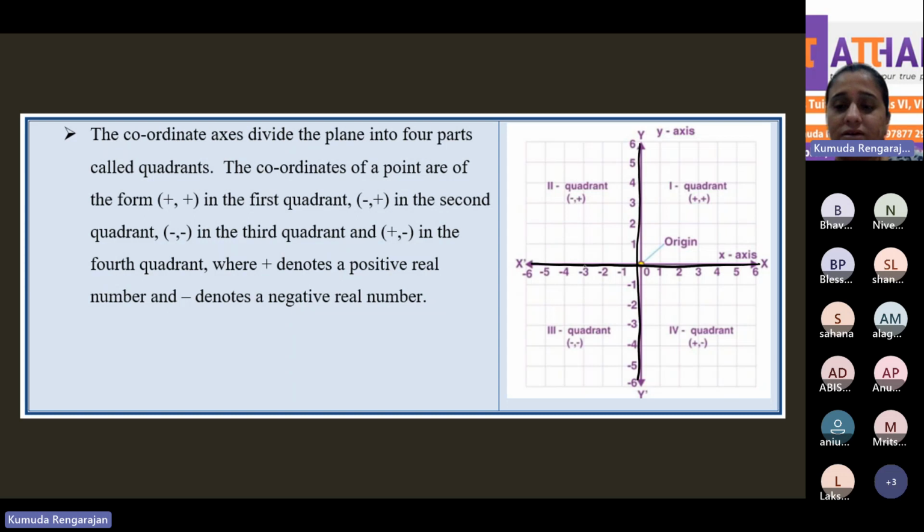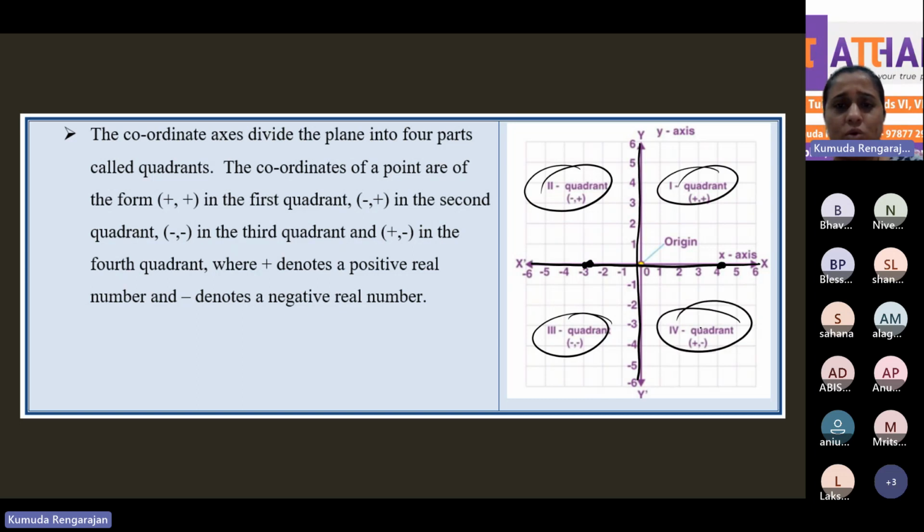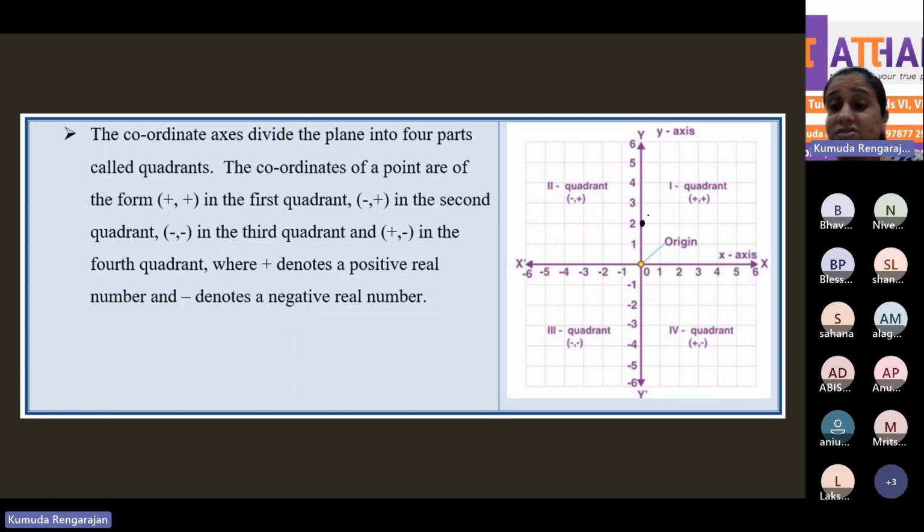So if a point lies here, it is not in the second or the third quadrant. It lies on the x-axis, on the negative side of the x-axis. If a point lies here, it is not in the first quadrant or in the fourth quadrant. It is on the x-axis, on the positive side of the x-axis. If a point lies here, it is not in the first quadrant or the second quadrant.